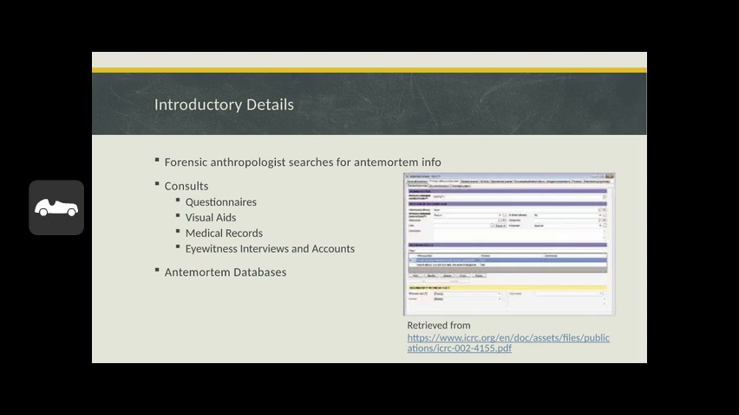Additionally, one can consult medical records of presumed victims, as well as eyewitness interviews and accounts, which can tend to lead to the most beneficial information. Another very important resource is antemortem databases, of which a screenshot is pictured on the right. These databases are used by forensic scientists to identify large amounts of human remains in the case of a mass disaster. These databases compile identifying information such as anthropological or odontological, which means having to do with the teeth, to be compared to remains found at mass grave sites that will help aid in the identification process.